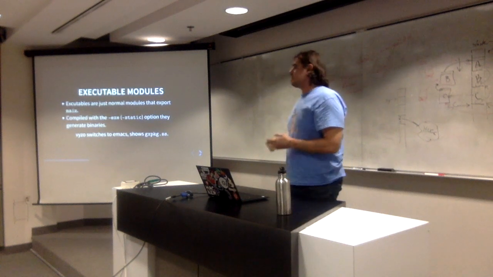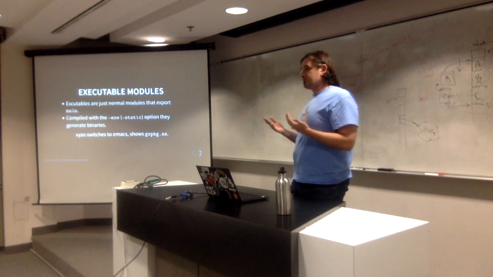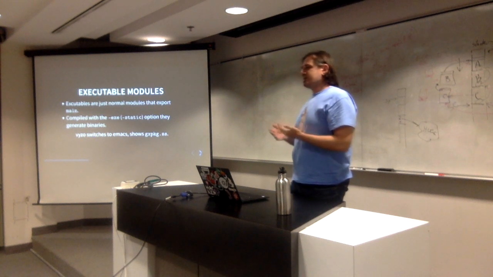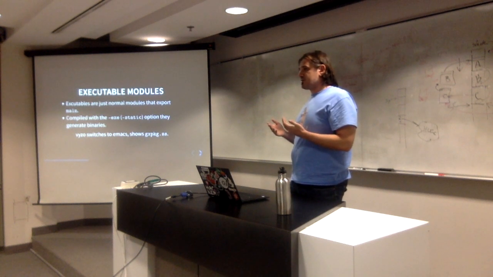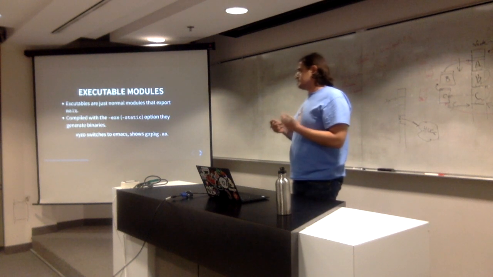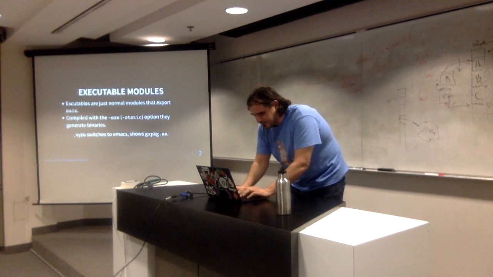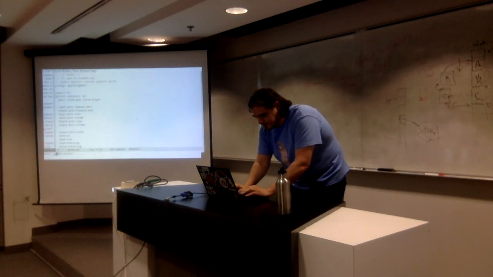All right. So we saw a module which is a library module, but how about executable programs? Well, executable programs are just modules that happen to export a main function. And then when you compile this with the exe or the static option, it just becomes executable. So let's look at an example program.